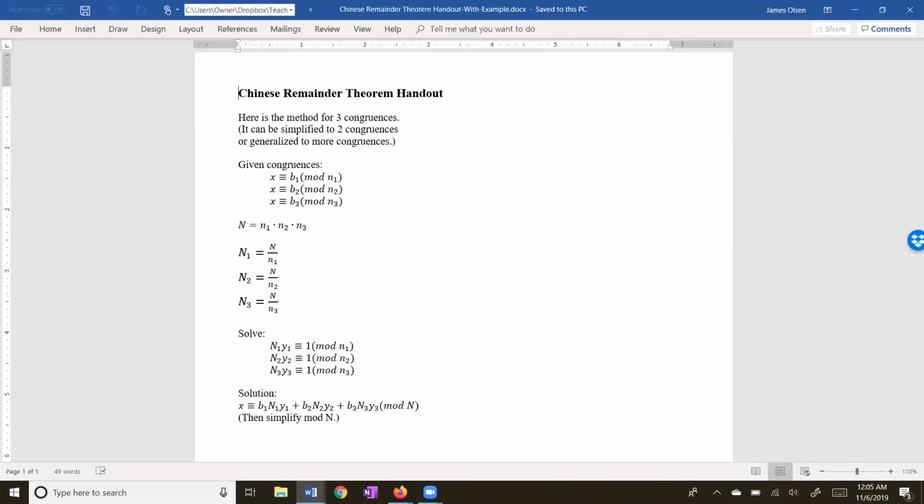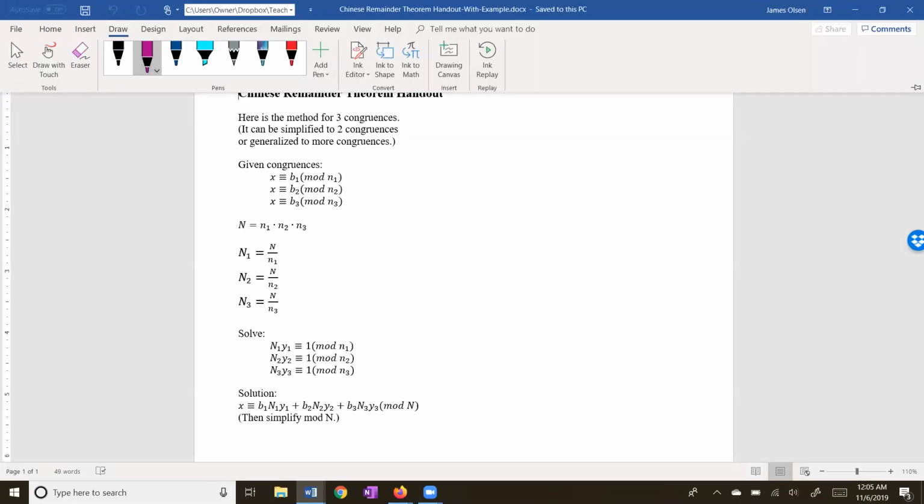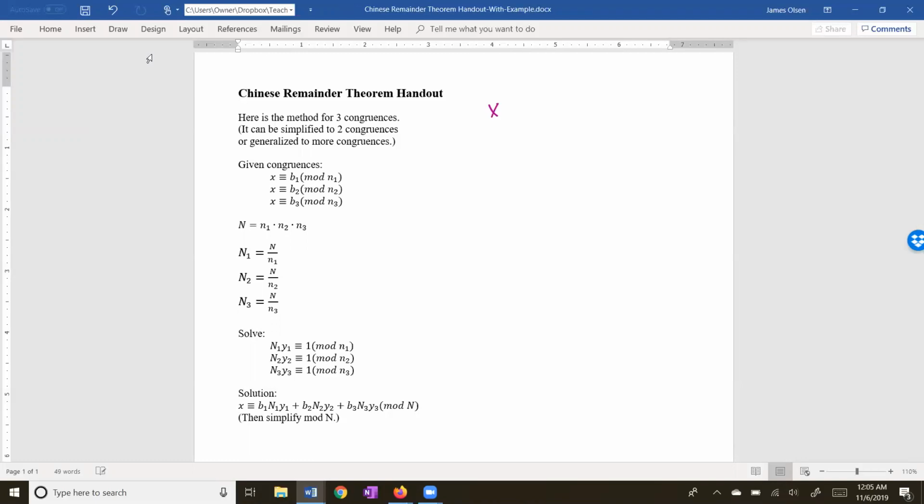Okay. On the left side of the sheet, we have the general theory, and on the right-hand side of the sheet, we're going to do an example. So I'm going to do one with 3 congruences. My first congruence is x is congruent to 2 mod 5. So I can see that B1 is 2, N1 is 5. My second congruence is that x needs to be congruent to 4 mod 8. So B2 is 4 and N2 is 8. And the third one is x is congruent to 5 mod 11. This is the example that we're going to solve today.